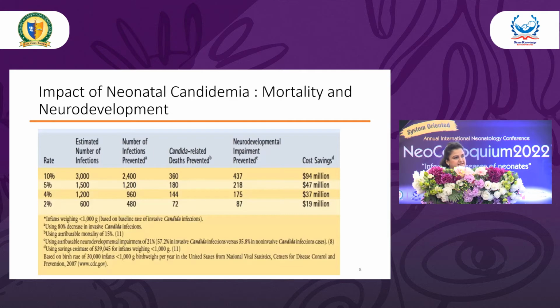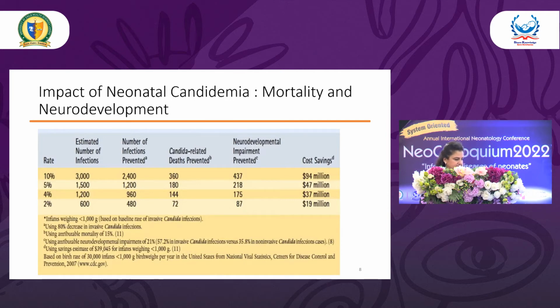Neonatal candidemia obviously results in difficulty in managing care within the NICU, but it is also an important cause of mortality and specifically morbidity, which is related to poor neurodevelopment. So this is modeling that has been done to show the impact of giving antifungal prophylaxis in the NICU to newborns and its impact on prevention of mortality as well as neurodevelopmental impairment.